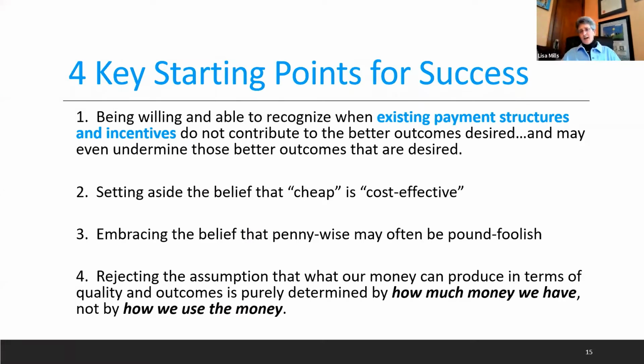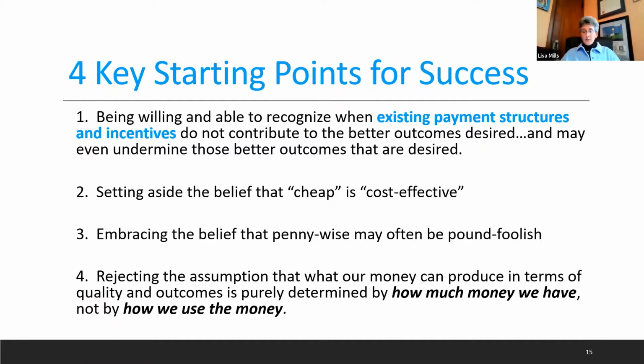So in the guide, I lay out some lessons learned. And for me, there are 4 key starting points for success in trying to develop good rate and reimbursement models that will lead to better outcomes. First, we've got to be able to recognize when the existing payment structures and incentives we have in place don't actually contribute to the outcomes we desire. So they are creating incentives that aren't necessarily tied to the outcomes we want. In some cases, our payment structure might actually even undermine the better outcomes that we desire, or it works against those outcomes. The second thing is setting aside the belief that cheap is cost effective.